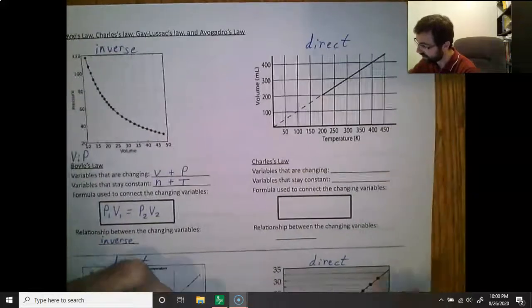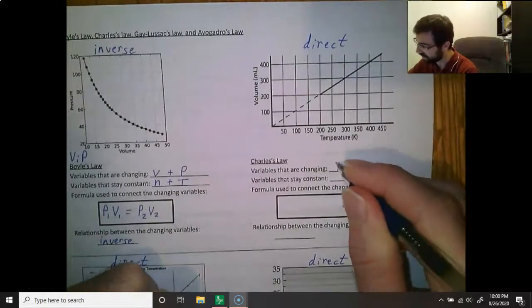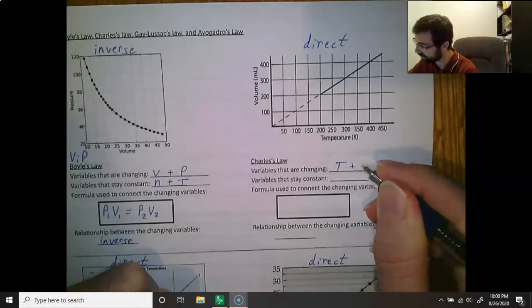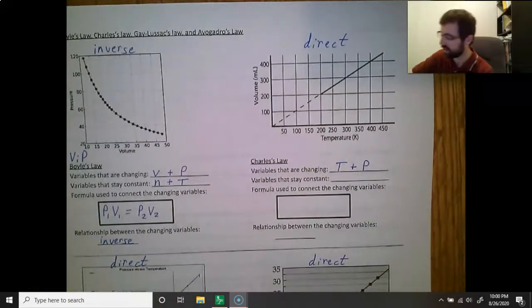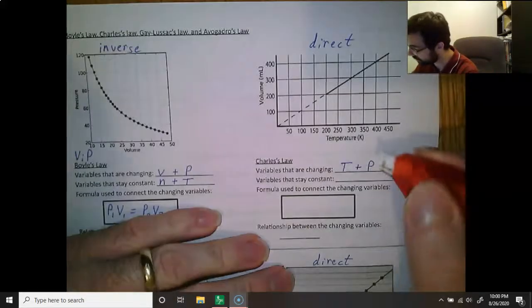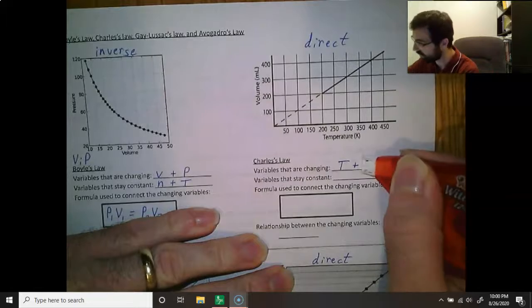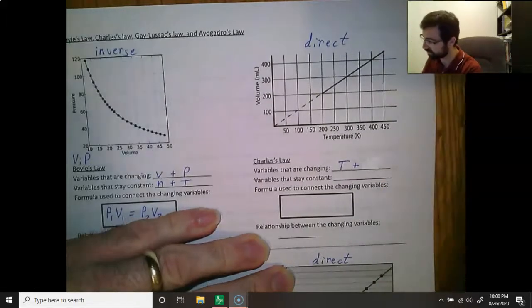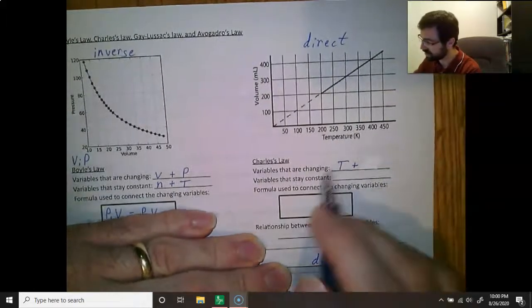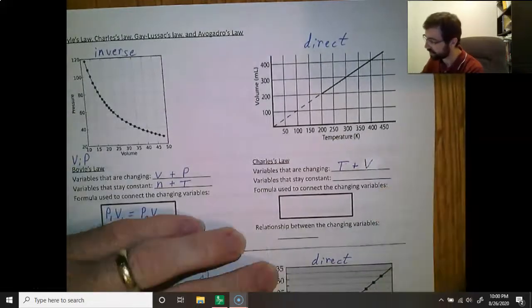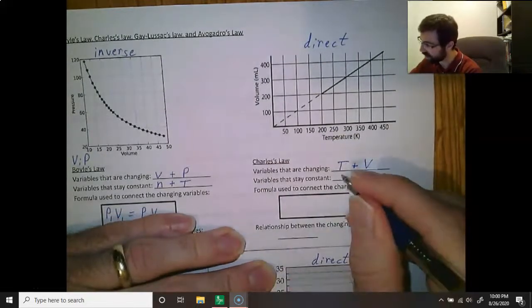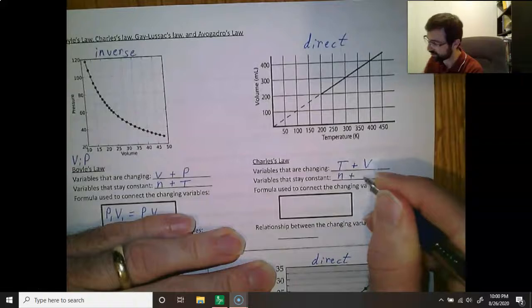So temperature and pressure are being changed. I'm sorry, not temperature and pressure. Temperature and volume are being changed. So temperature and volume are changing. The variables that stay constant are moles and pressure.